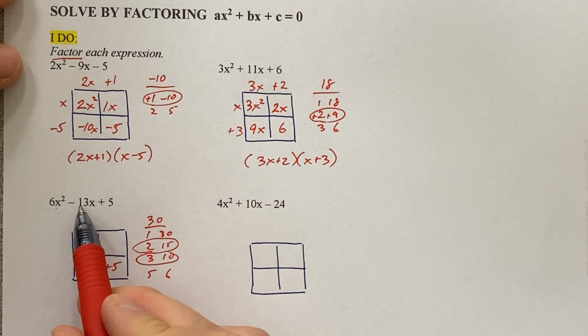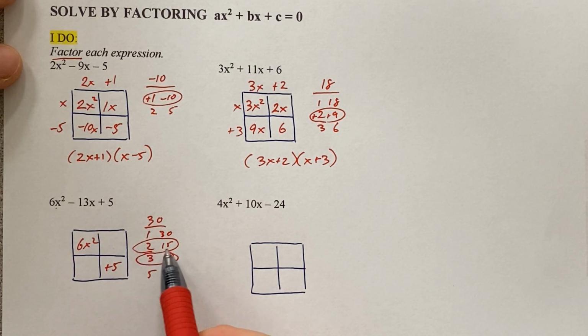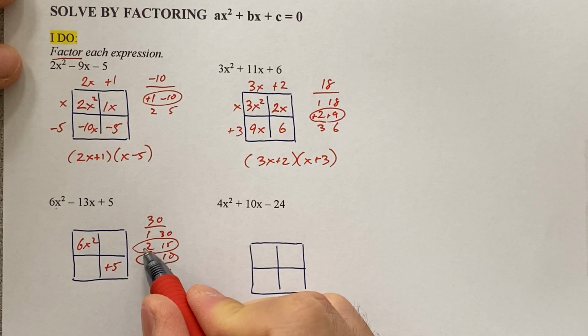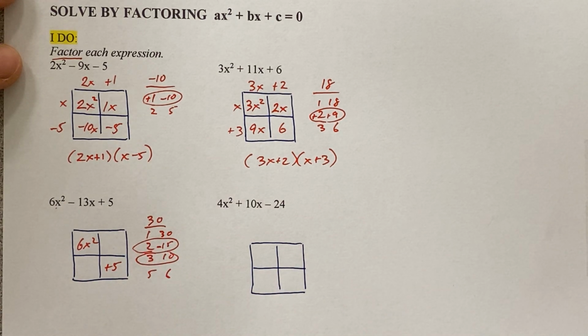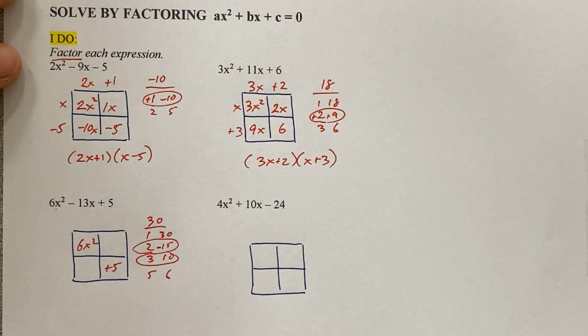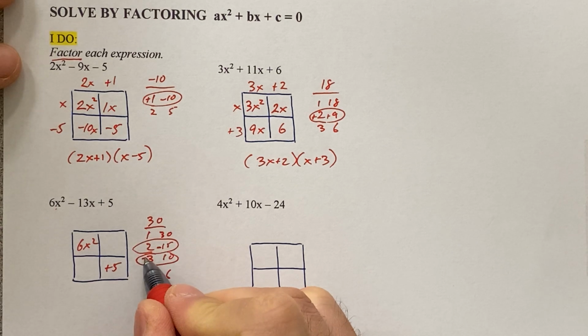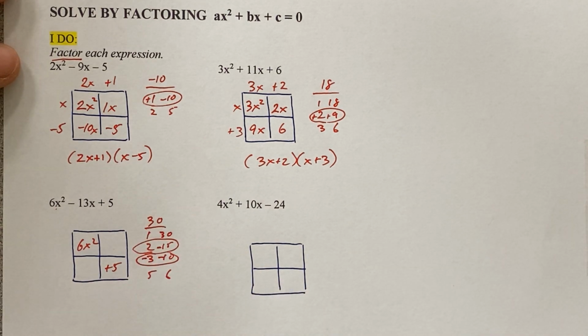Now, how could I produce a -13 from the 2, 15 combination? It has to be a +2 and a -15. Okay, those add to create a -13. What about the 3, 10 combo? Well, in order to hit a -13, both of these have to be negative. Okay, so -3 plus a -10 will give me a -13.